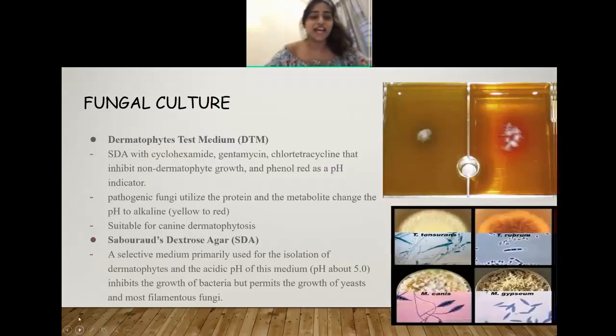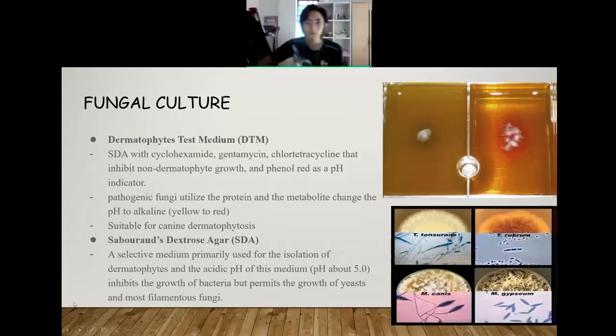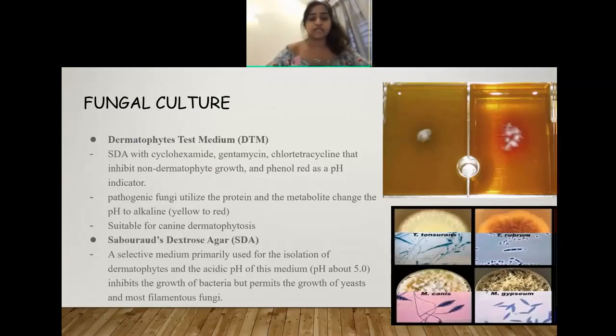Thank you. Okay. So for the cultures, there's two different types. The first one is dermatophyte test medium. This is like a modified Sabouraud's dextrose agar, but it contains cycloheximide, gentamicin, and chlortetracycline. These three will inhibit any non-dermatophyte growth, and it also contains phenol red. This phenol red acts as a pH indicator.